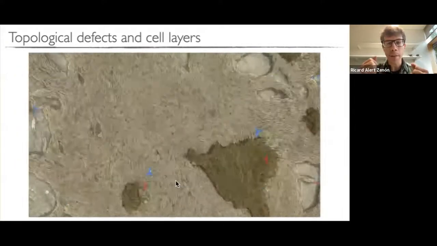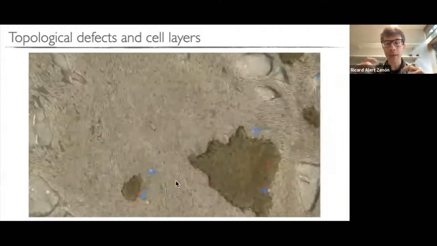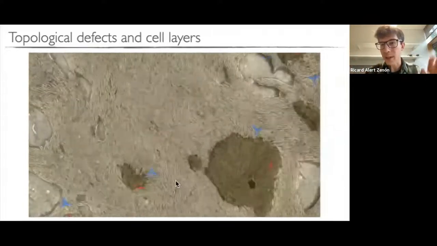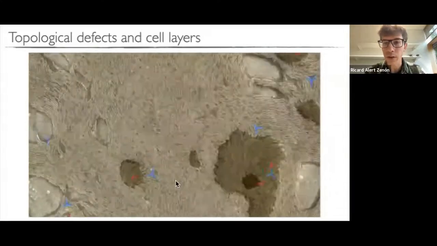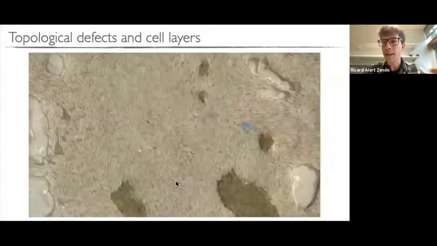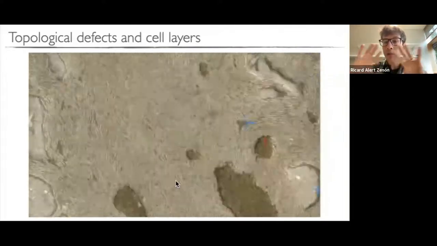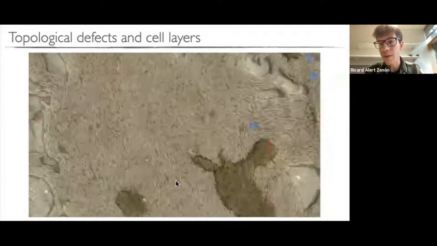What you see is that pairs of plus and minus 1/2 defects are emerging in pairs. Then they are also annihilating in pairs, and they generally flow with the cells. And the additional piece of information that you see in this movie is the color code, which stands for the height field in the cell colony. And so darker means taller, and this allows us to visualize where new cell layers form, how they move, and what they do in general.